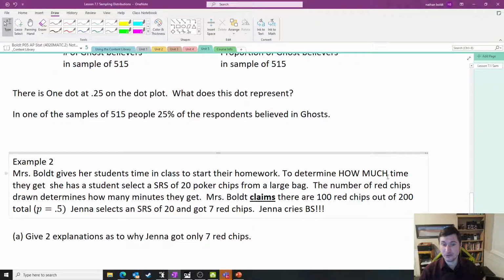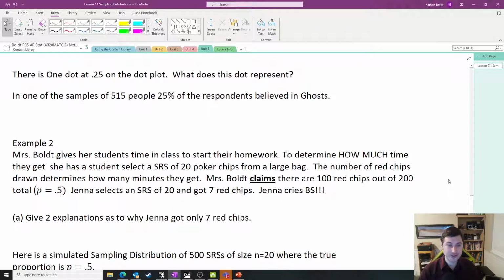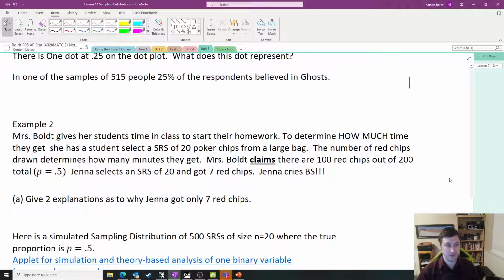Next thing we want to be able to do with it is support or refute a claim. All right, so example 2. Mrs. Bolt gives her students time in class to start their homework. Man, she's so nice. Bolt, why can't you be like that? Because I'm the mean one. Can you believe that? Would you believe that if I was the mean one?